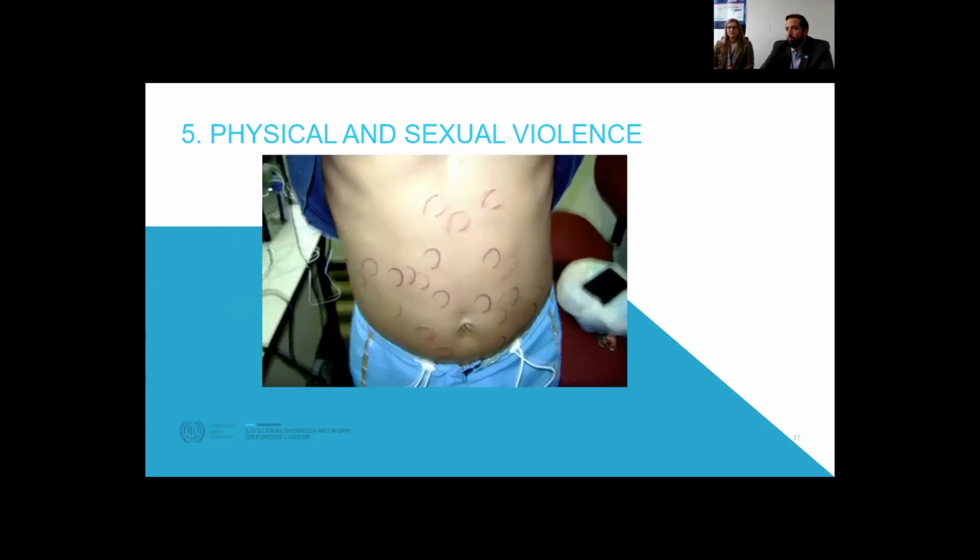Just an image of a worker who was physically abused. This is an iron to mark the cattle. So the worker was marked several times with hot iron.